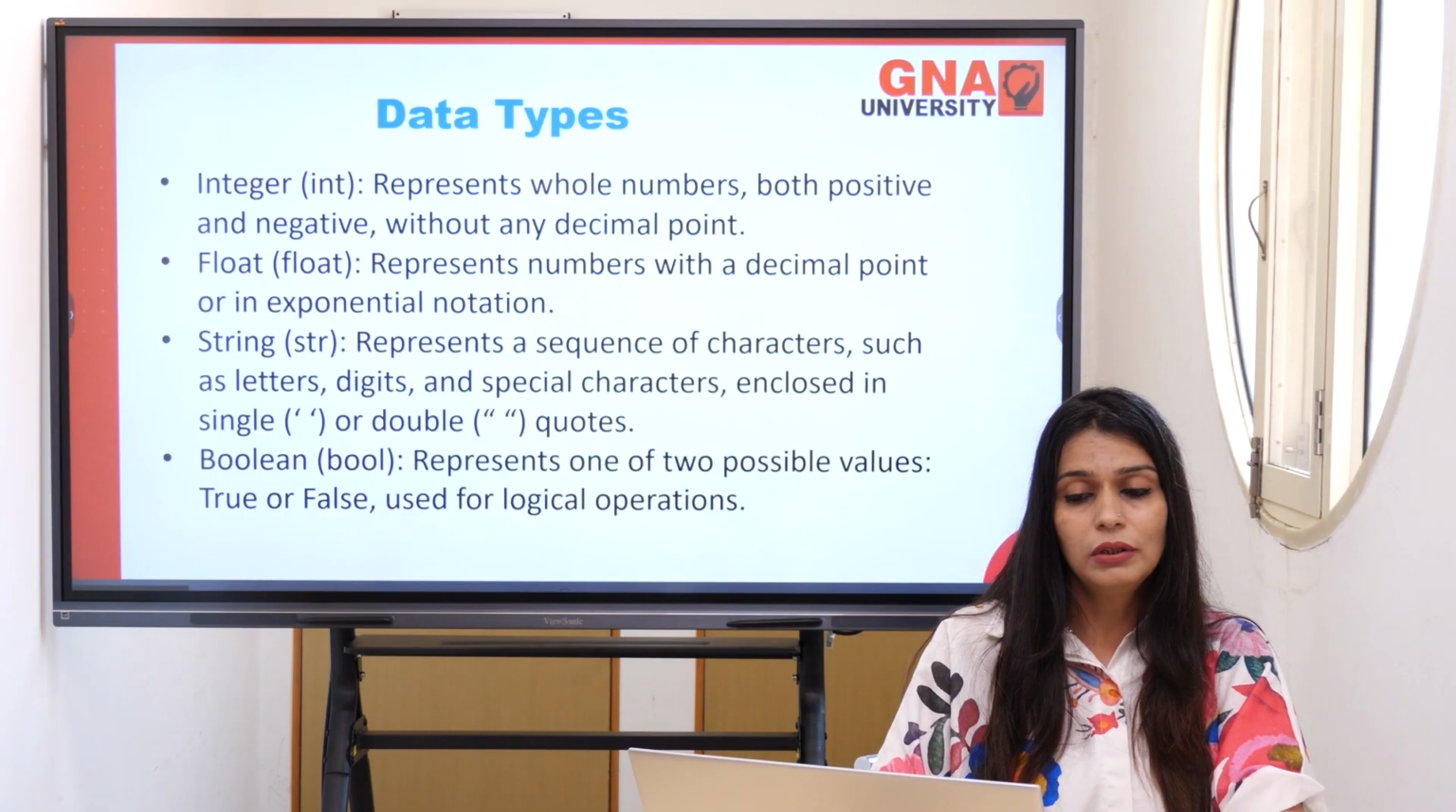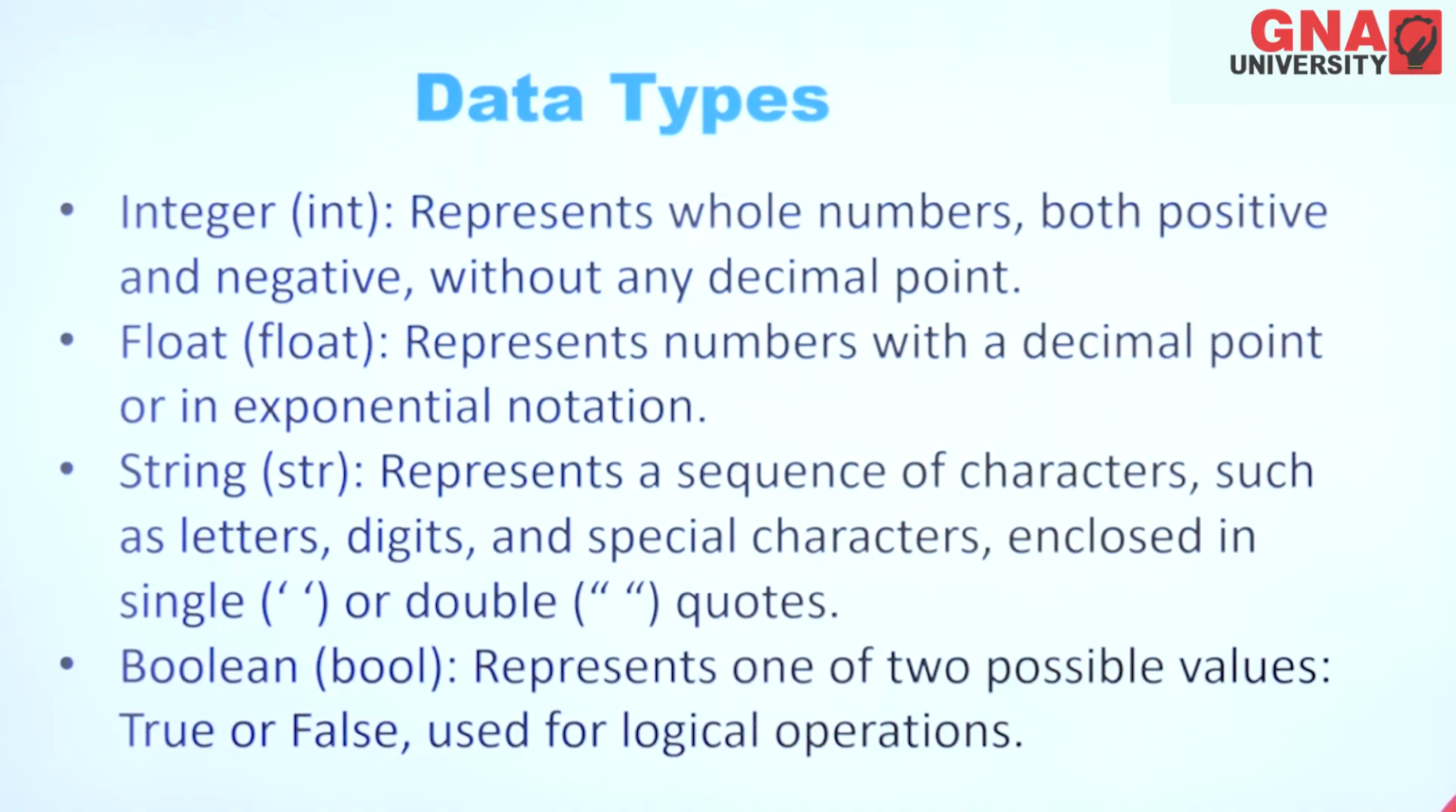Number one is integer, that is int. It represents whole numbers, both positive and negative, without any decimal point. Next is float. It represents numbers with decimal points or in exponential notation. A string is a sequence of characters such as letters, digits or special characters enclosed in single or double quotes. Next is boolean, also known as bool, which represents one of two possible values, true and false. It is used for logical operations.